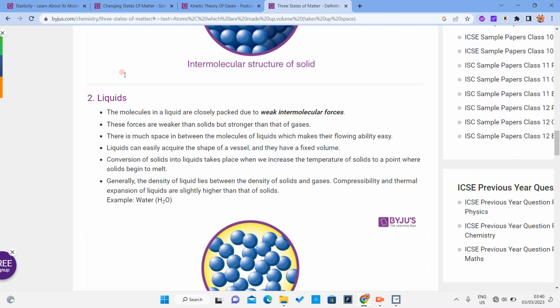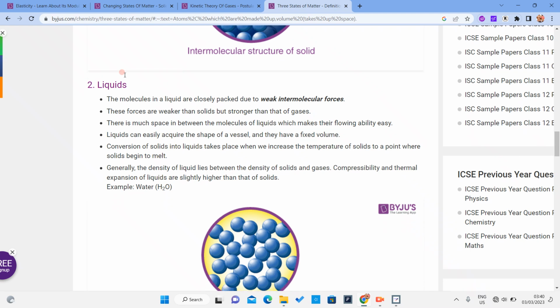Now for liquid, they have weaker intermolecular forces, and there is much spacing between the molecules of a liquid so that they are able to flow over one another. Liquids can easily acquire the shape of a vessel, and they have a fixed volume. To convert from solid to liquid, you have to increase the temperature of the solid until it gets to a particular point, which we call the melting point.